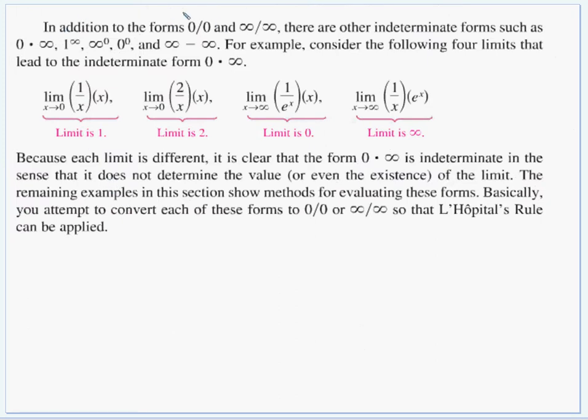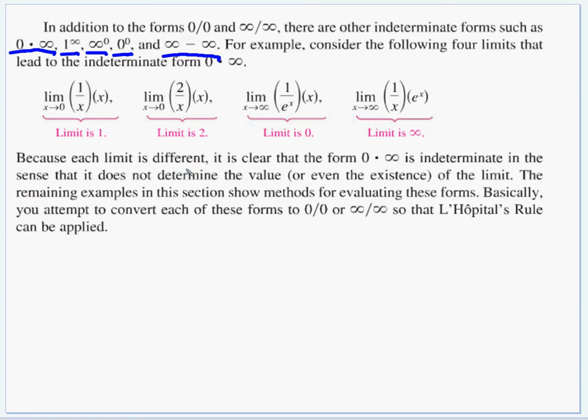In addition to 0 over 0 or infinity over infinity, there are other indeterminate forms such as 0 times infinity, 1 to the infinite power, infinity to the 0 power, 0 to the 0 power, and infinity minus infinity. For example, consider the following 4 limits that lead to the indeterminate form 0 times infinity. Here, the limit is going to be equal to 1. Here, the limit's going to be equal to 2. Here, it's going to be equal to 0. And then here, it's going to be equal to infinity.